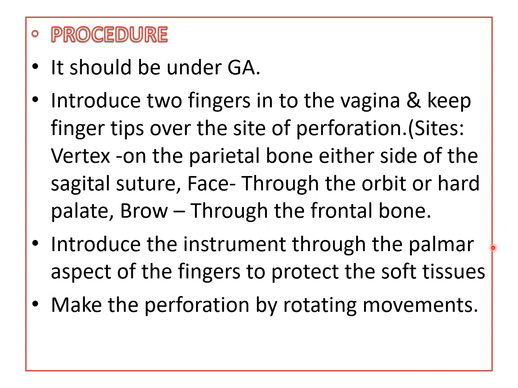These are the sites for doing the craniotomy, and the instrument should be directed through the palmar aspect of the left hand. It will help you to protect the soft tissues of the vagina, cervix, and even perineum also. After reaching the desired area, bring the instrument near to the head, and by a rotating motion, we can make the perforation over the head.